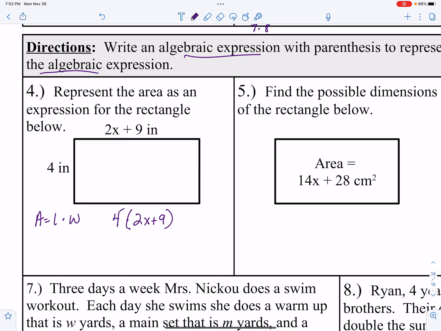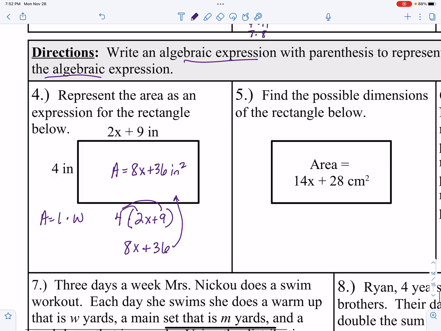Okay, or I could distribute it as well, because remember, simplifying means getting rid of parentheses. So I am going to have to do that for this one. So I end up with 8x plus 4 times 9 is 36. And this goes up here. So the area equals 8x plus 36 inches squared. Okay. All right. So that is the area.